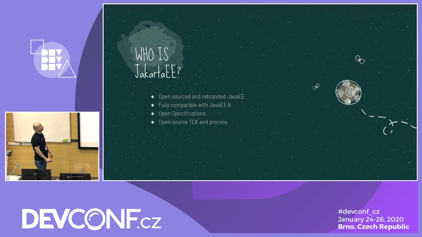Who is JakartaEE? JakartaEE is the open source, rebranded version of JavaEE. 2 years ago, Oracle stepped back from JavaEE and donated the specification to the community. The Eclipse Foundation took it and founded this effort called JakartaEE. It's fully compatible with JavaEE 8. It has an open specification, open source TCK and open process. This is the main difference between that and JavaEE. It's no more proprietary and driven by Oracle, even if it was a community with a lot of participation. Red Hat was one of them.